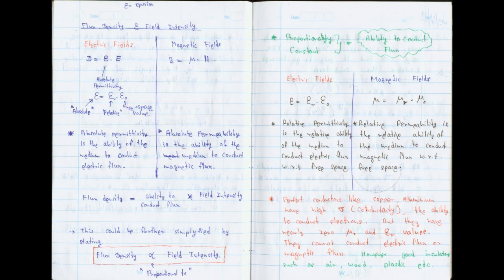Then another similarity between the two: now electric field, we may say epsilon T is epsilon R into epsilon naught. Similarly, magnetic field, mu is mu R into mu naught. Just write the two as comparison. You can see again how similar the effect is. Relative ability to conduct electric flux. When you say relative, it must be with respect to something, and free space is our reference. So you can copy that.